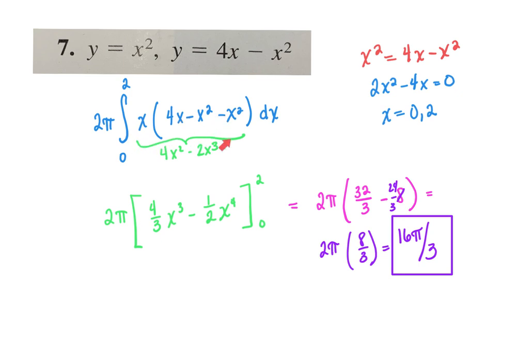And then I just simplified all of this. I combined like terms, distributed my x. That's where I got my 4x minus 2x cubed. Take the antiderivative of this, 4/3 x cubed minus 1/2 x to the 4th. That's the antiderivative. Plug in a 2. When you simplify, you get 16 pi over 3.